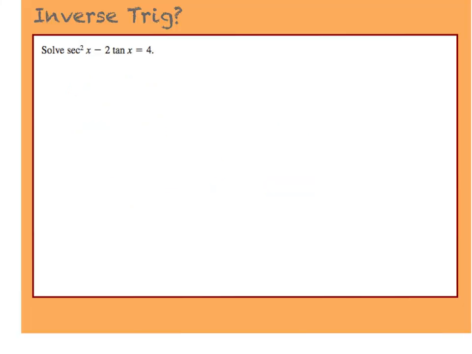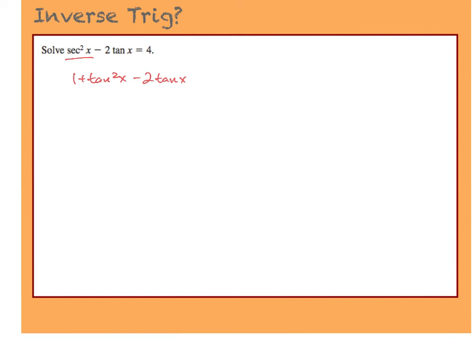All right. So on this one, I got secant squared x minus 2 tangent x is equal to 4. What's wrong with it? They're not the same function. So what are we going to do about it? A secant squared x is actually what? 1 plus tangent squared. All right. So I'm going to replace that with 1 plus tangent squared, and then I still have minus 2 tangent x.